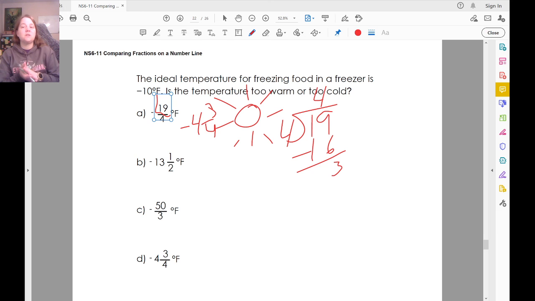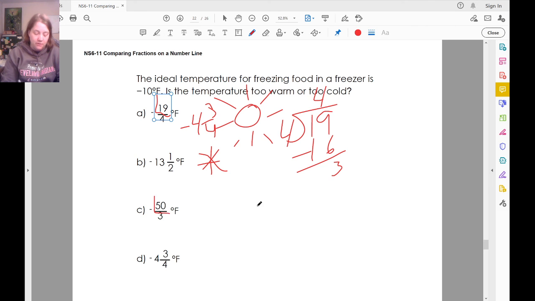-13.5. -13 is colder than -10 because it goes deeper into the negatives. And you know that when we get into negative temperatures, it's cold. So as we get into more negative temperatures, it's going to be more cold. So that's going to be too cold.